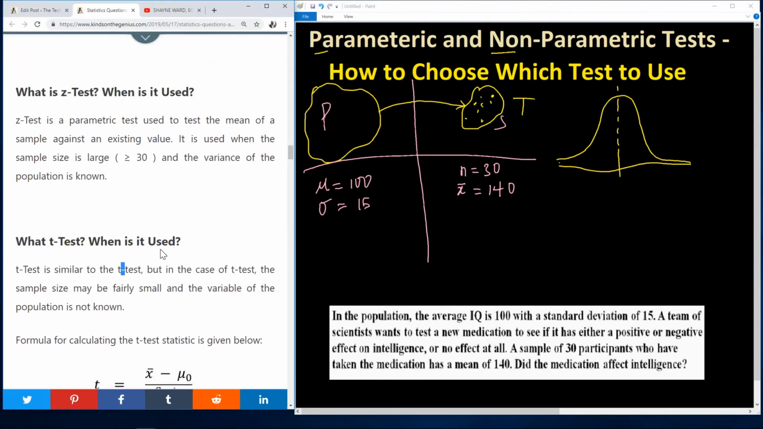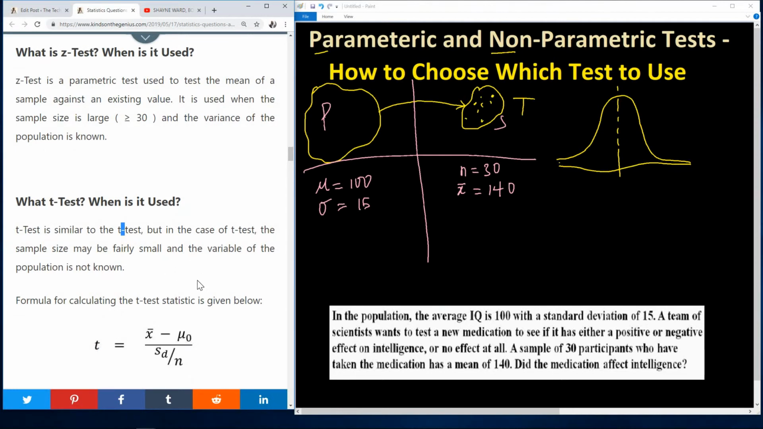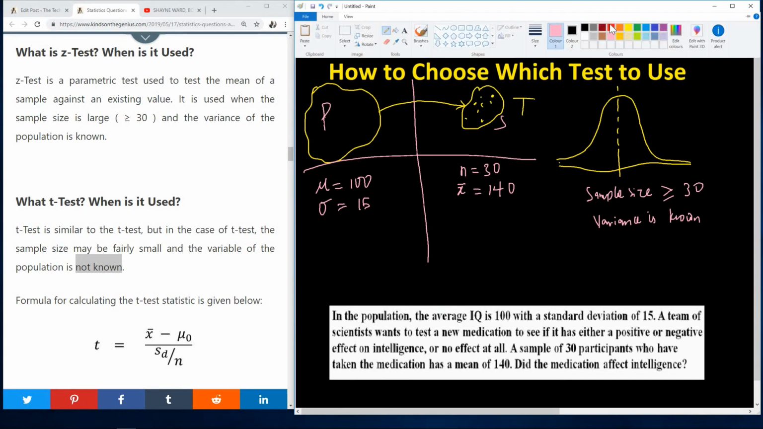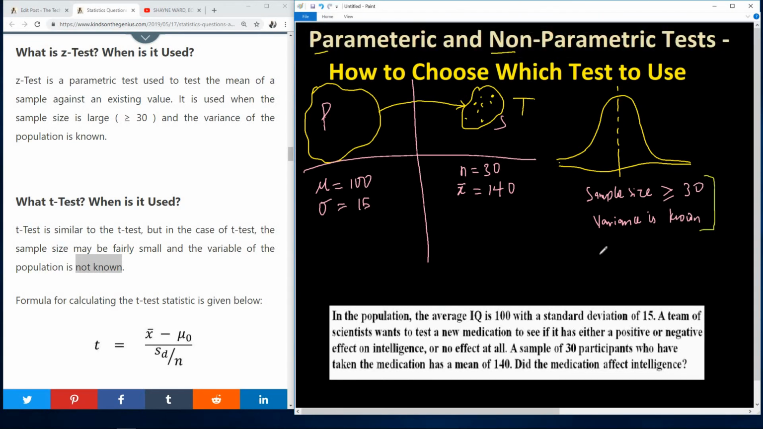All right, so in this case, we have a situation where the sample size is greater than or equal to 30, so we can say it's a fairly large sample size, and the variance of the population is known. In the case of t-test, actually the variance of the population is not known. So we have two ingredients in our problem: the sample size is greater than or equal to 30, and the variance is known. If you have these two combinations, then it means you should use the z-test.